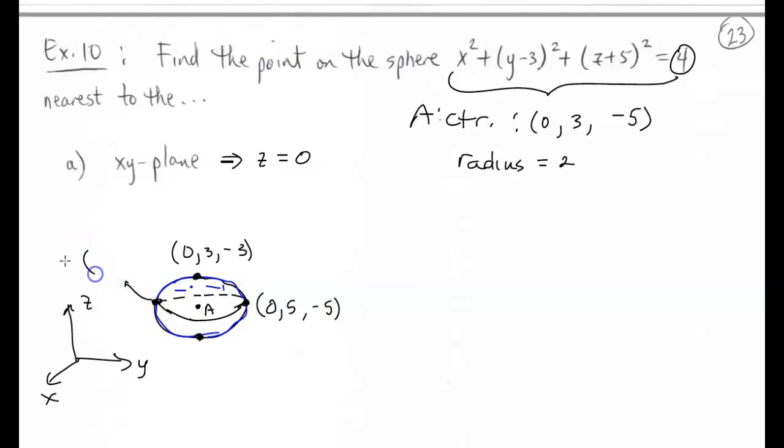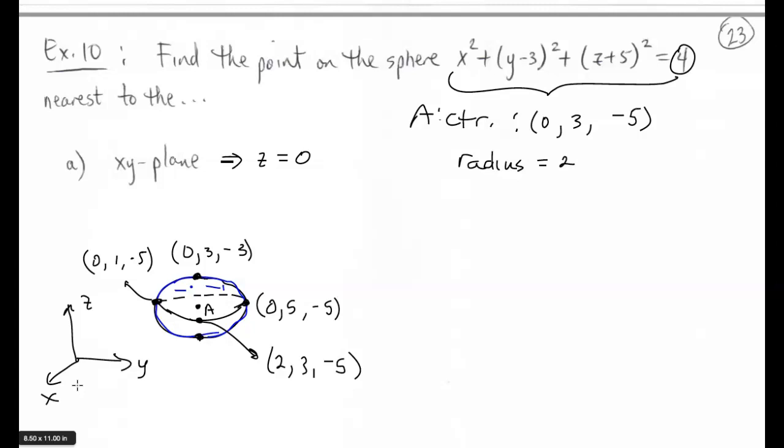So this point here would be 0, 1, -5. And of course, if I was to come out of the page at this particular point here, that would be the movement on the positive x-axis. So this would be 2, 3, -5, so on and so forth.